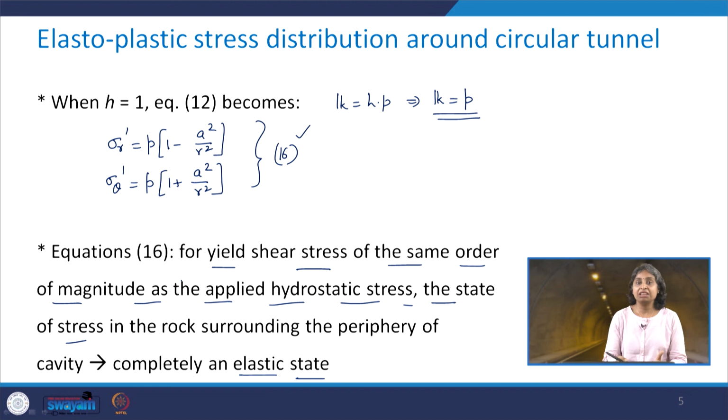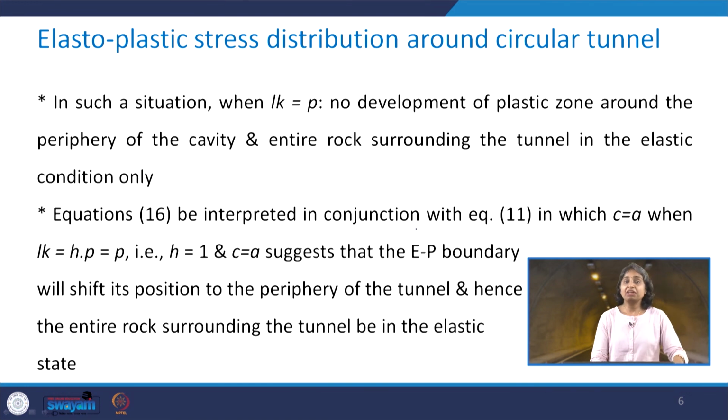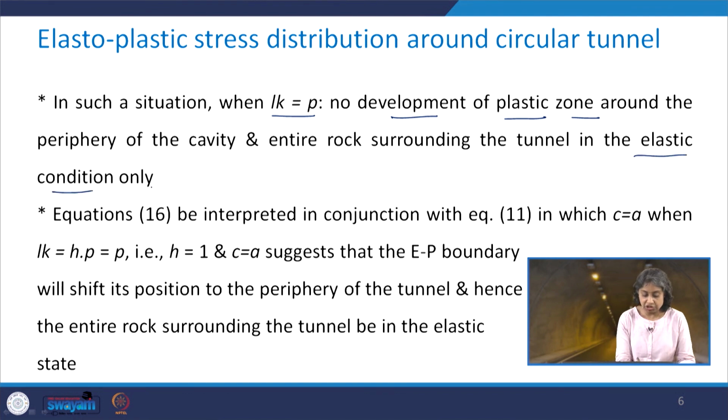So, what does that mean? In case the yield stress is of the same order as the applied hydrostatic stress, it is going to be a completely elastic state and there will not be any formation of a plastic zone. So, when we have the situation where kappa equals P, there is going to be no development of the plastic zone around the periphery of the opening or the cavity, and hence the entire rock surrounding the tunnel will be in the elastic condition only.